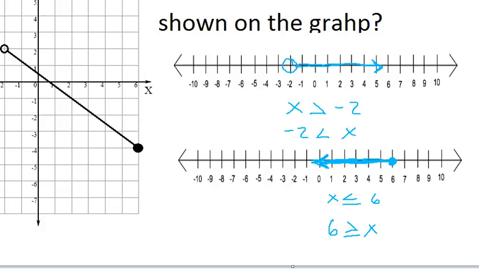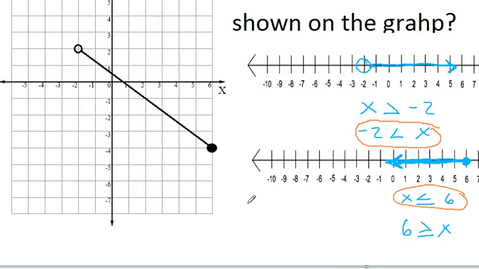How do I represent both of these at the same time? How do I know that both of these occur at the same time, both inequalities? And one way to do it, I'm just going to circle. -2 is less than x, and x is less than or equal to 6. And looking back at the original graph, I can rewrite the inequality as an AND statement. -2 less than x, and x less than or equal to 6.